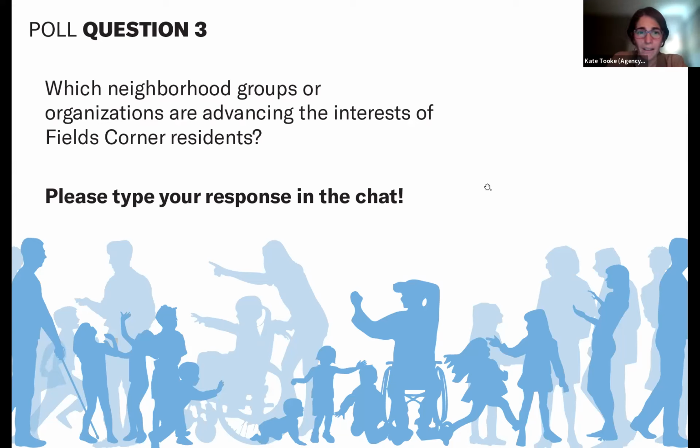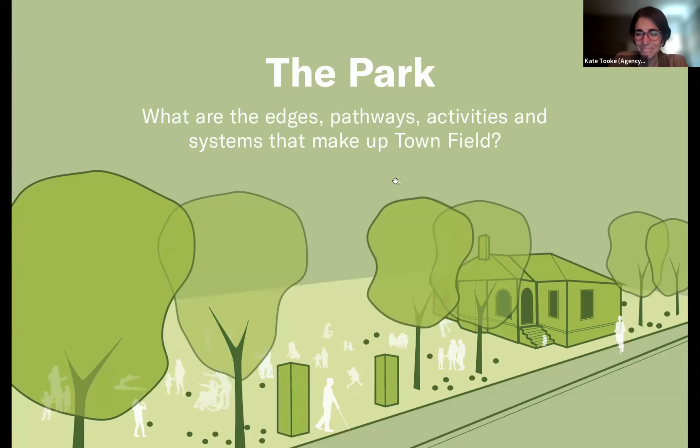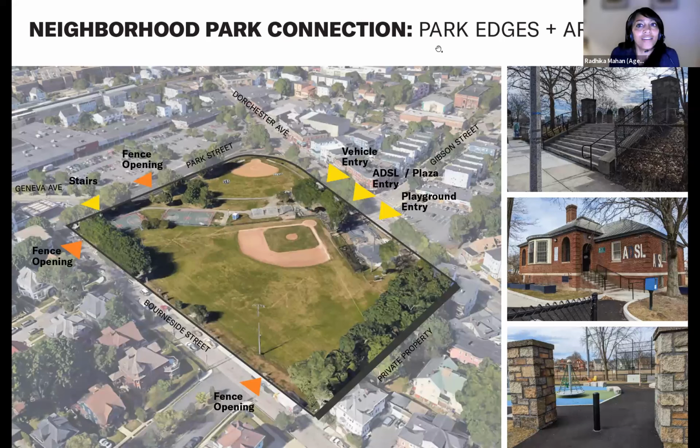We're going to now talk a little bit about the park itself. Great. So we, as landscape architects, always want to try and understand what are the systems that make up the park. So in this case, we're really considering what the edges of the park look like, where the pathways go and lead you to, what types of events and activities take place at the park, and what are some of the environmental systems that make up Town Field, for example, vegetation, stormwater, and some of those considerations.